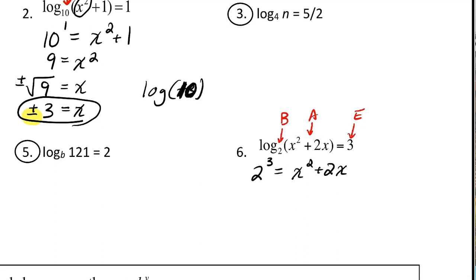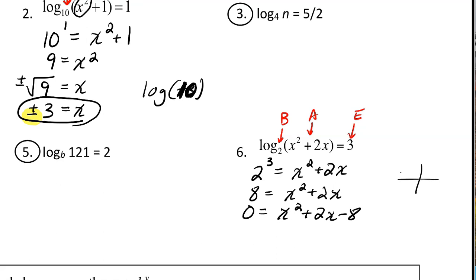2 cubed is 8, x squared plus 2x. And then to solve this, we could complete the square. We could subtract 8 from both sides and then use the quadratic formula or factor. I think I'll try to factor, subtract 8 from both sides. What are factors of -8 that will add to 2?